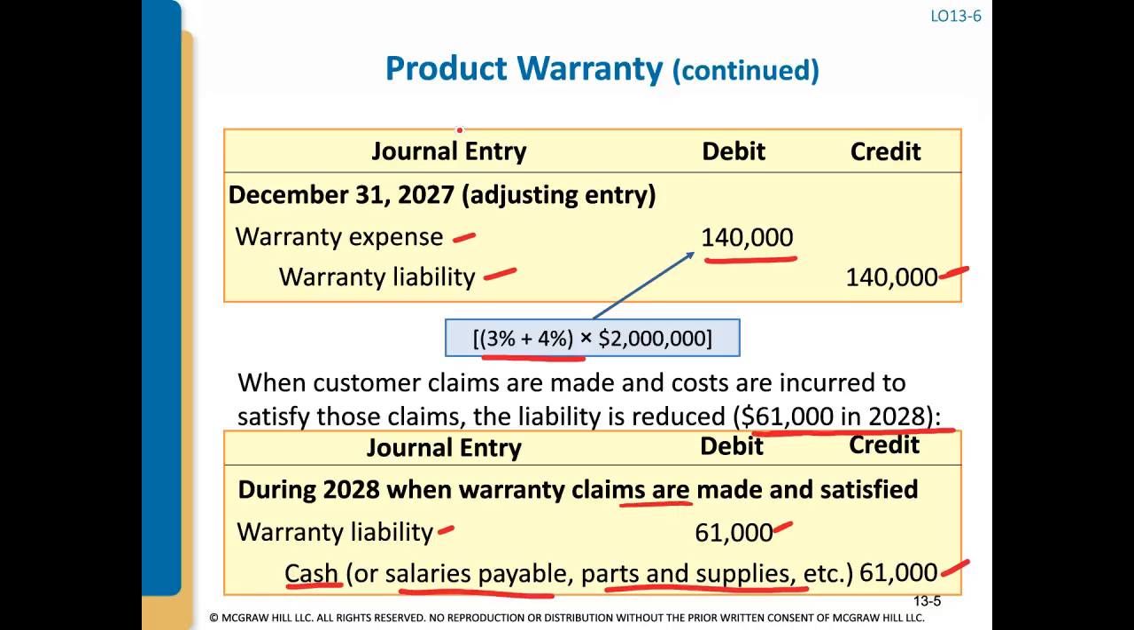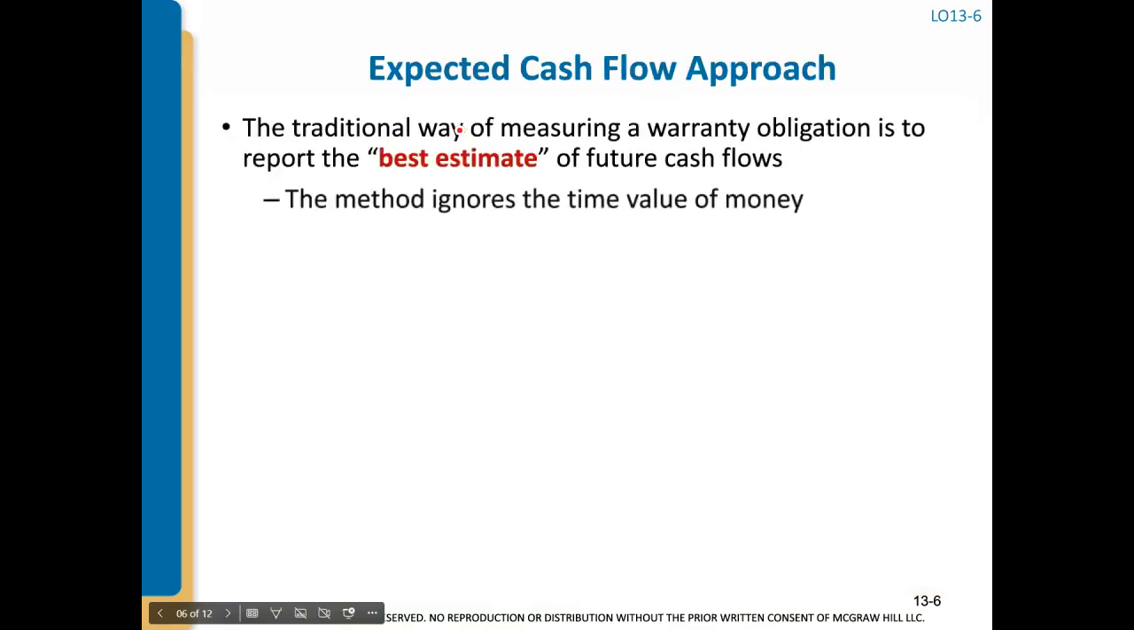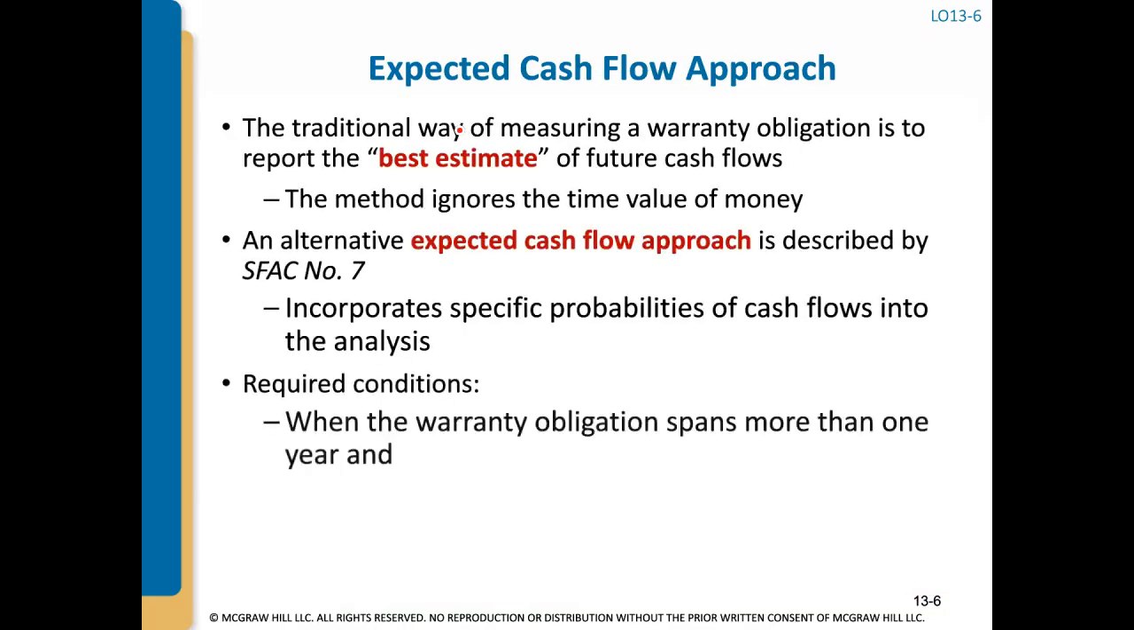If we're providing a service and it just doesn't require any parts, let's just say there's a TV and we had to have someone come out and fix the TV as part of the product warranty, we would credit salaries payable for the labor that's involved in that. So that's why it has these different accounts here under the credit portion of this entry.